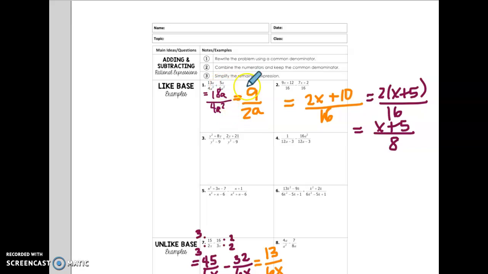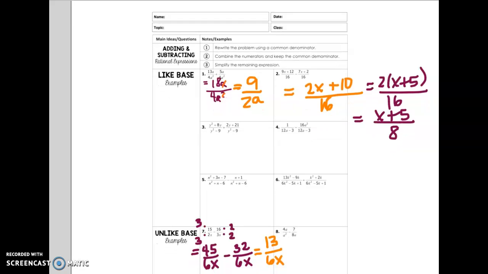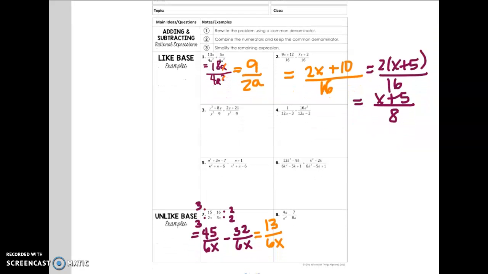So here's an example of number 1. We already have a common denominator, so I'm going to add straight across in the numerator and get 18a, keep the denominator of 4a squared, and then we simplify. So an a can cancel out of the a squared. 18 divided by 4 simplifies to 9 over 2. Okay, same thing with number 2. You can check that. I'm sure you can go through these and see the rest of them as well.